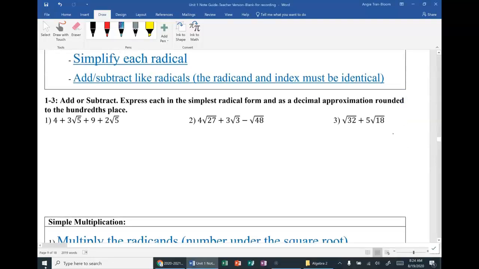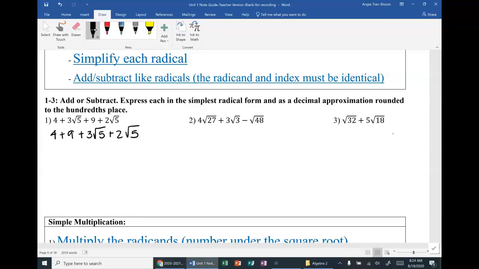Examples 1 to 3, add or subtract. Express each in the simplest radical form and as a decimal approximation rounded to the hundredths place. So when I'm adding radicals or any algebraic expression, I normally like to put whole numbers together and then, in this case, all the radicals next to each other.